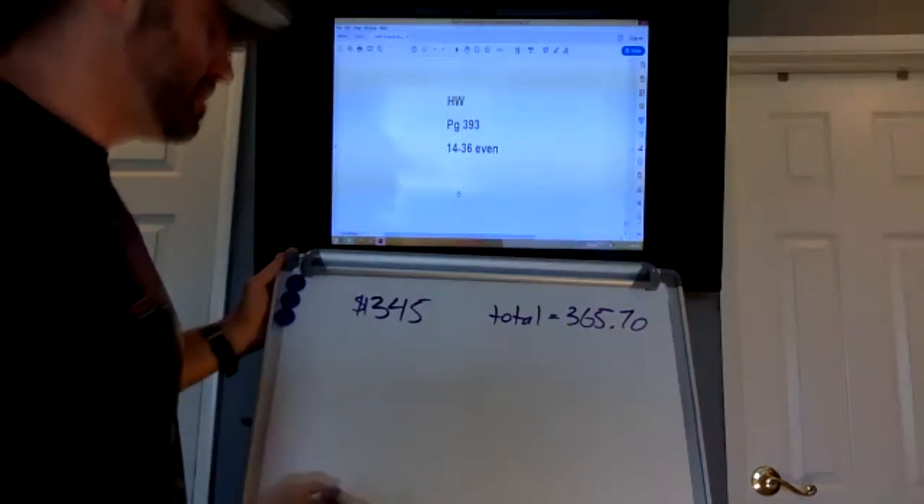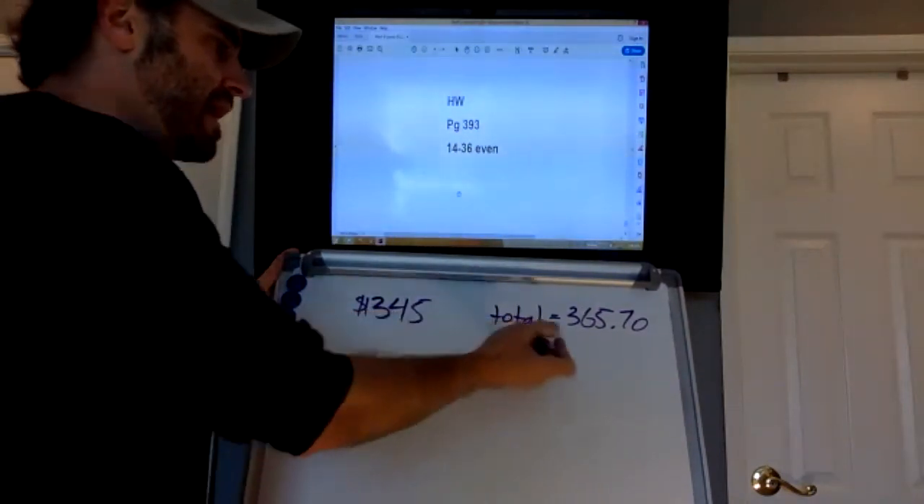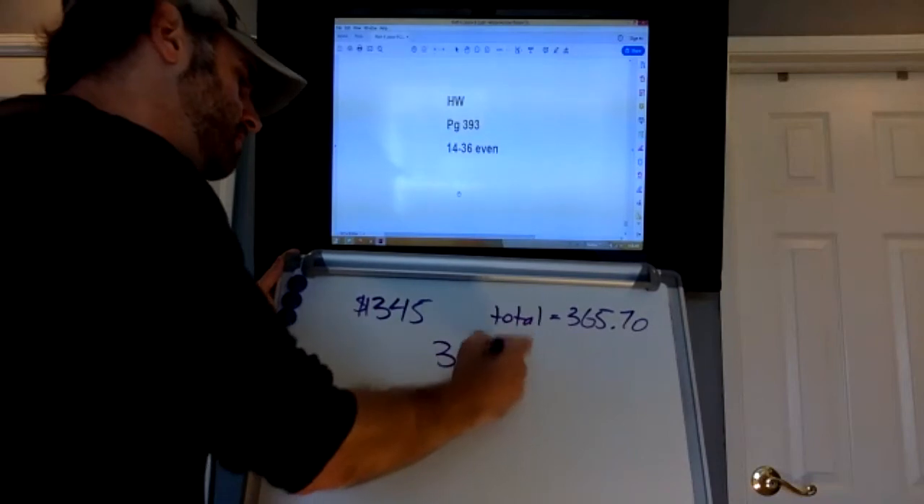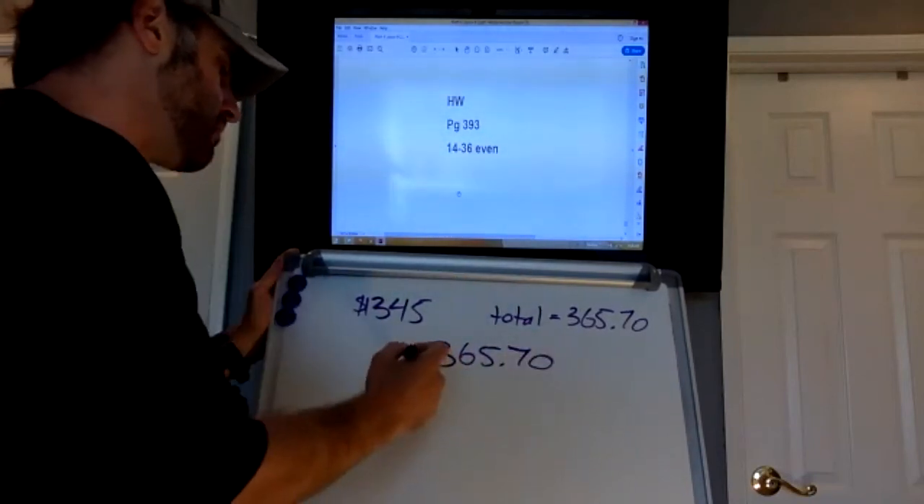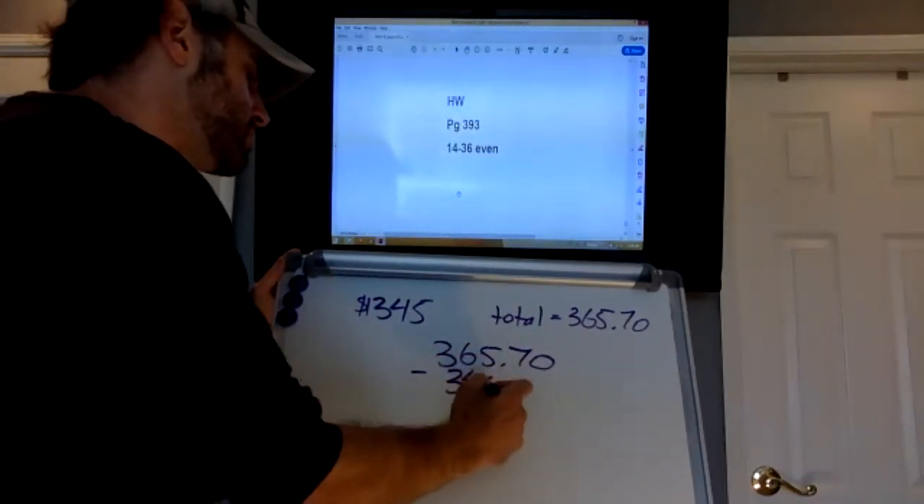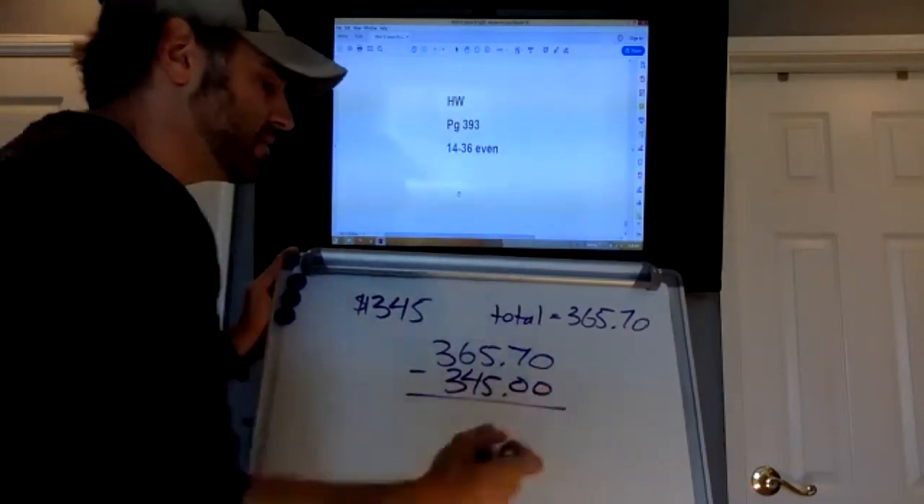Got it. Okay, so this is what he was charged, and then he had to pay tax. So the first thing I'm going to do is find out the amount of tax that he paid in dollars by subtracting those.